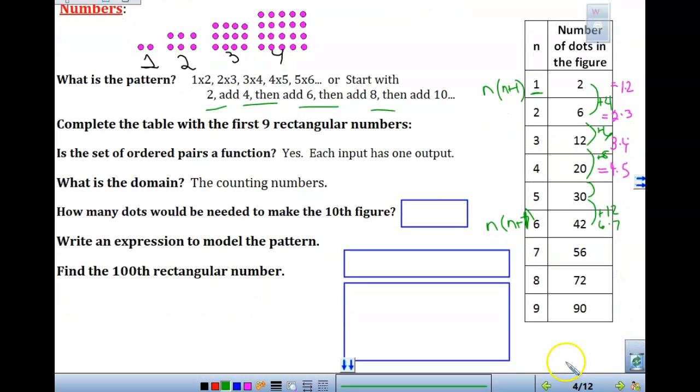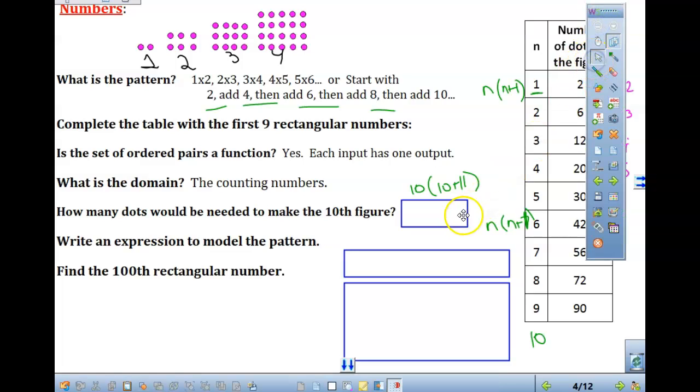So if we were looking for the 10th number, what do we need to do? We need to take 10 times 10 plus 1, which is 11. And 10 times 11 gives us 110 dots.